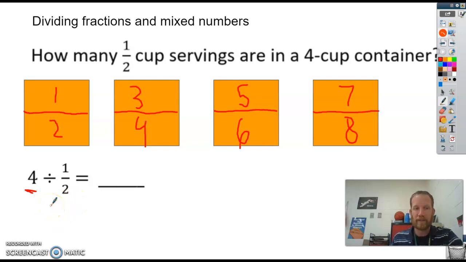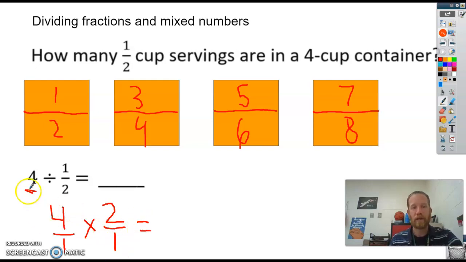How we're going to solve dividing fraction problems is we're actually going to rewrite them as multiplication problems using the keep, change, flip strategy. And so what do I mean by that? We keep the first term. So we changed 4 to 4 over 1. We changed the second term, so it's no longer division. We change it into a multiplication problem. And then we flip the second term. And so 1 over 2 I flipped, and it becomes 2 over 1.